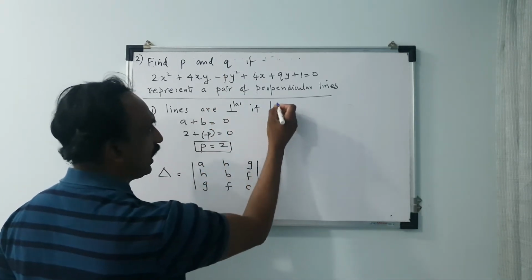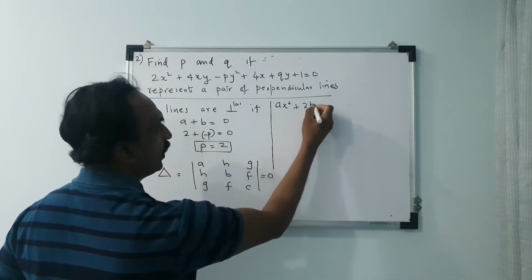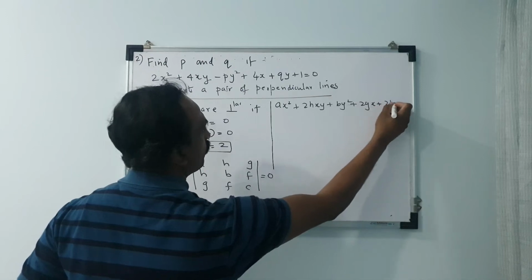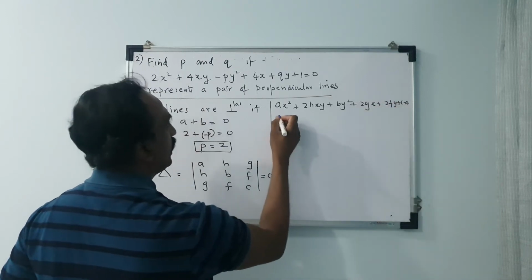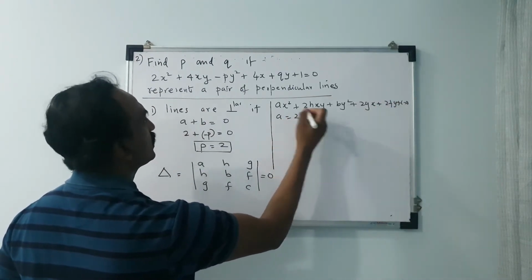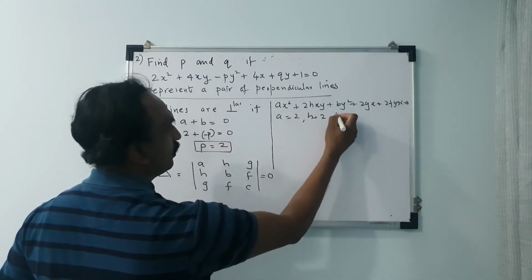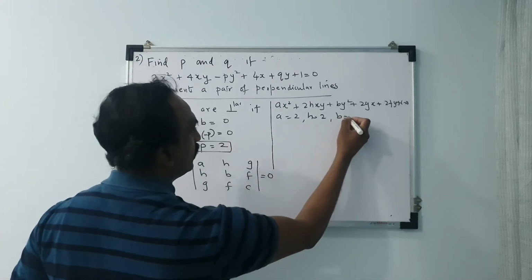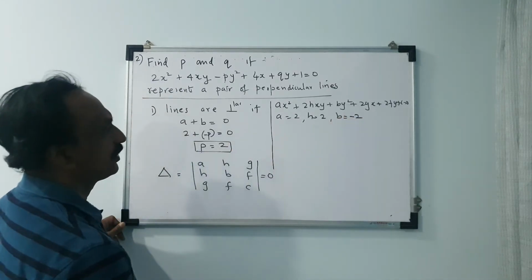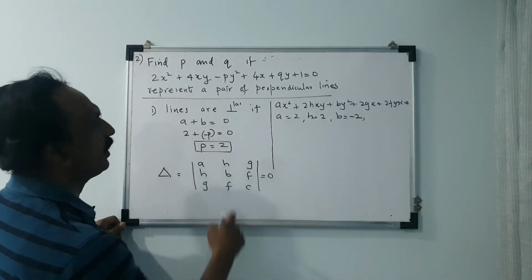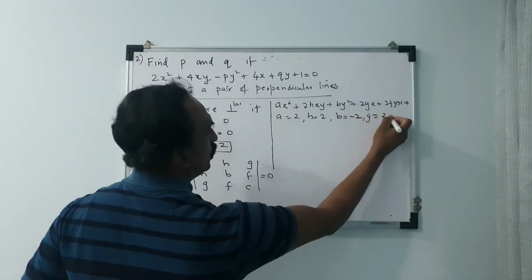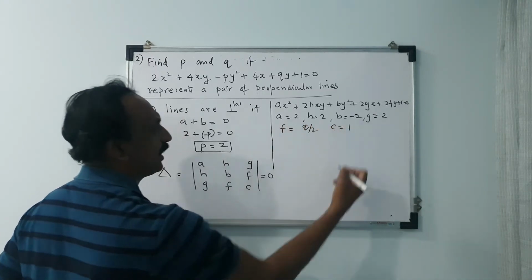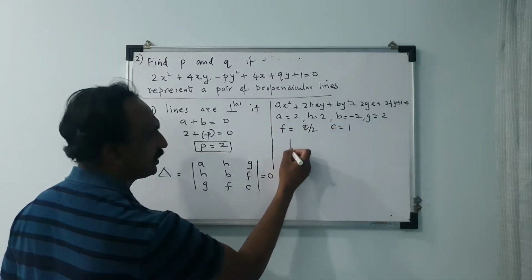If I compare with ax square plus 2hxy plus by square plus 2gx plus 2fy plus c equal to 0, a is 2, h is half of 4, b is minus p, but p is 2 here, so b will be minus 2, then g will be half of 2, f is half of q, that is q by 2, and c is 1. Now we'll apply the determinant.